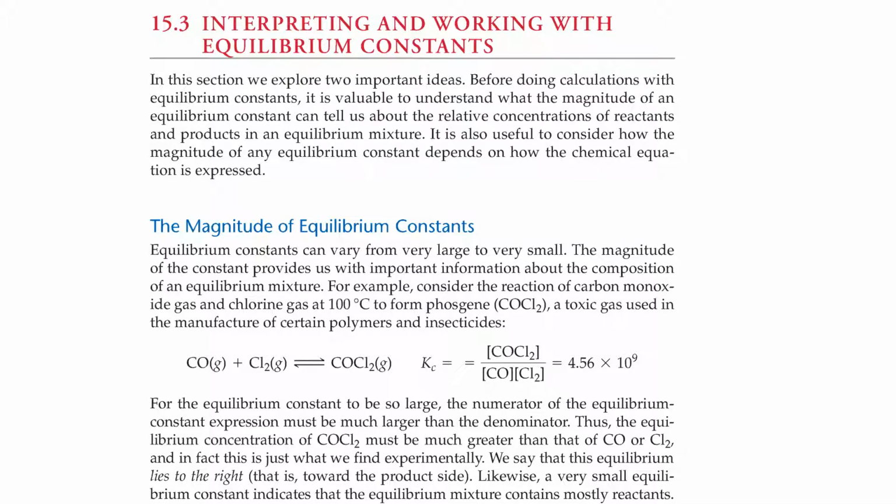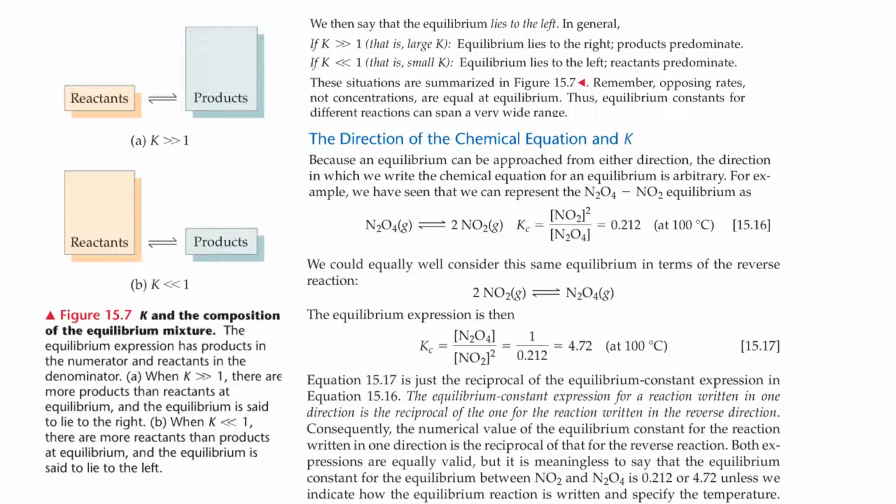Likewise, a very small equilibrium constant indicates that the equilibrium mixture contains mostly reactants. We then say that the equilibrium lies to the left. In general, if the concentration equilibrium constant is much larger than 1, that is a large K, equilibrium lies to the right, and the products predominate. If the equilibrium constant is much less than 1, that is a small K, equilibrium lies to the left and reactants predominate. These situations are summarized in Figure 15.7.